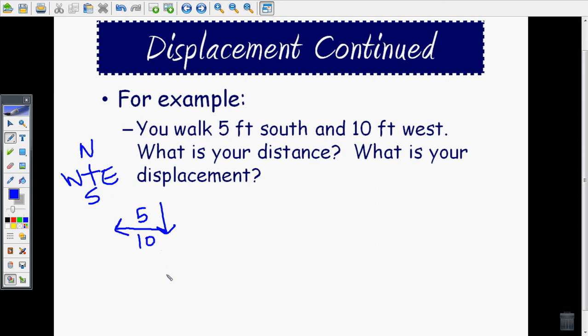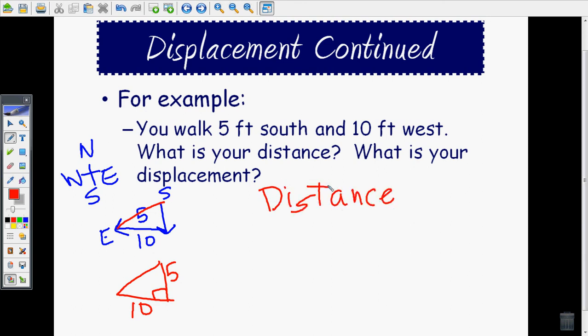So now we want to find this leg here for our displacement. And so we could redraw here if that helps you. Where we have 10, we have a right angle here. This is going to be 5. So again, distance, really easy. Last time I checked, 5 plus 10 is 15. And that's feet. Okay. Displacement, though, a little bit harder, right? Oops. Displacement. Helps if I spell it right.